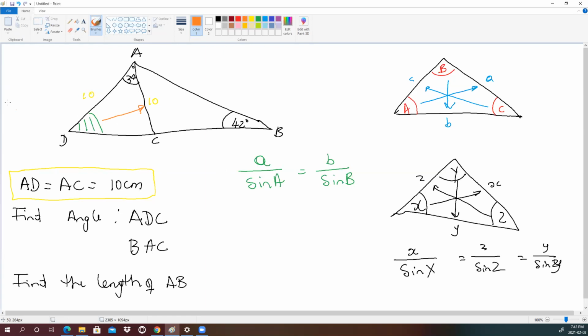But what I've also observed is that if you're using the sine rule, you'll have two unknown parts to it. Or you only know one angle. You only have one angle to use. You wouldn't know the other.